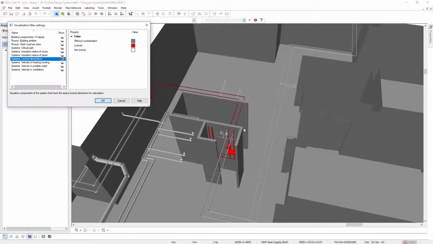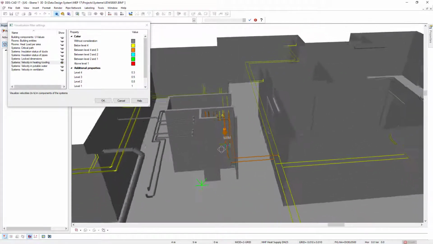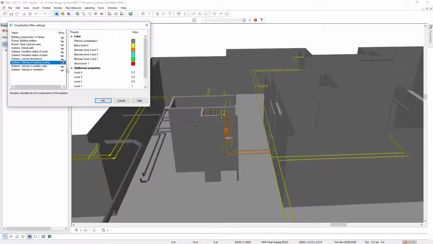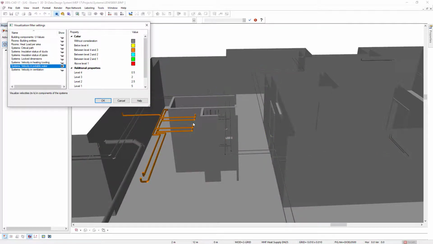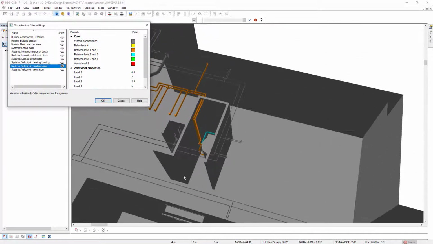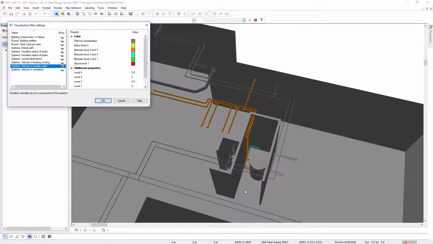Using visualization filters, the worst path in pipe systems, the insulation states of pipes and ducts, blocked nominal diameters, and the flow velocities in heating, cooling, sewage, and ventilation systems are also highlighted in color in the model now.